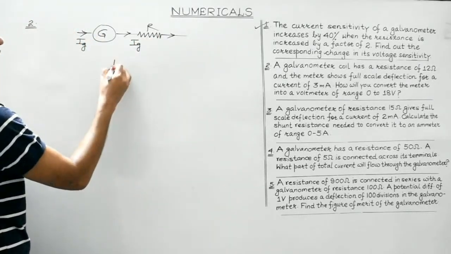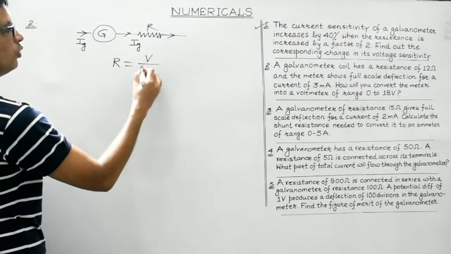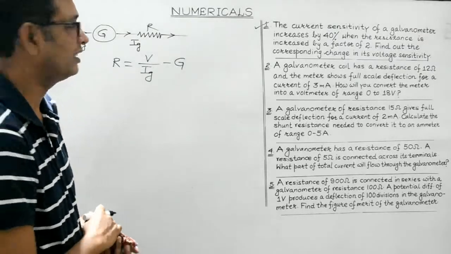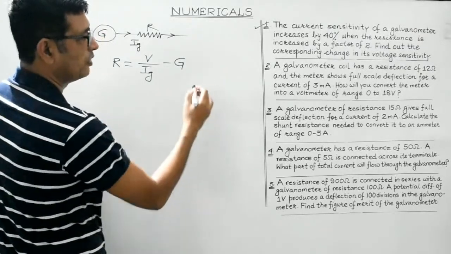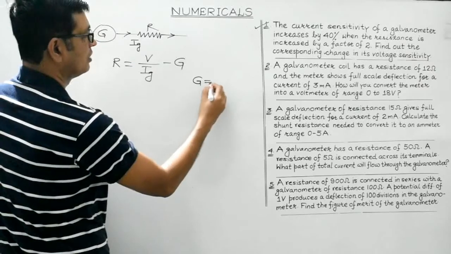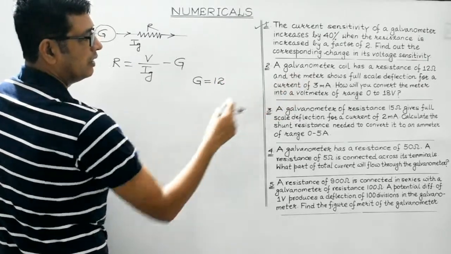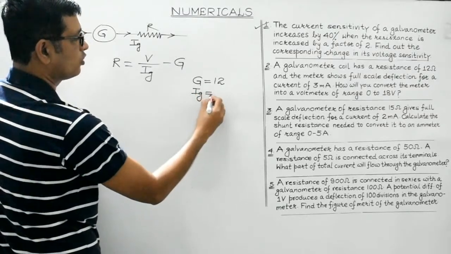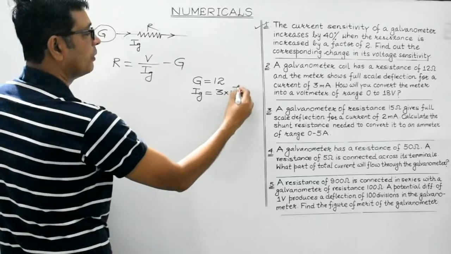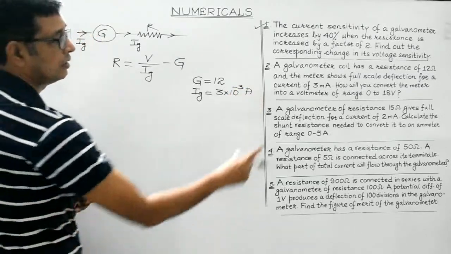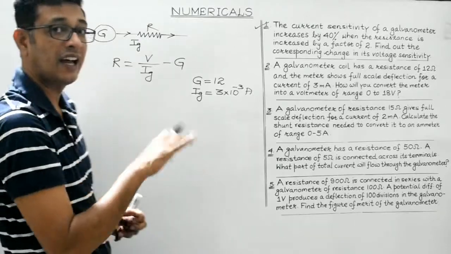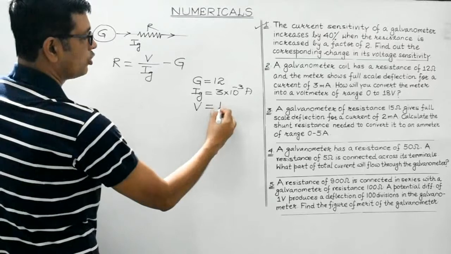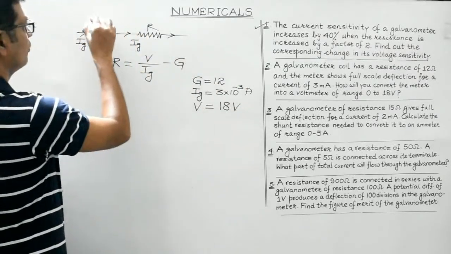So what was the value of this R? It was obtained to be V over IG minus G. This is the formula which is to be used over here, right? So let's note down the given information. Resistance of the galvanometer is given to be 12, right? The meter shows full scale deflection for a current of 3 milliampere. So IG is given to be 3 into 10 to minus 3 ampere. And this galvanometer has to be converted into a voltmeter of range 0 to 18 volt. So it should measure a maximum potential difference of 18 volt.